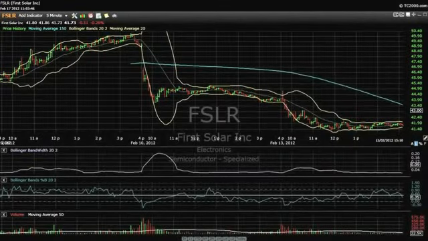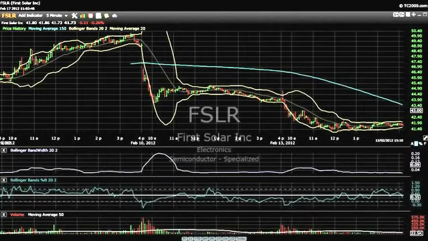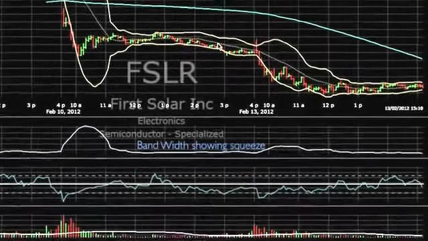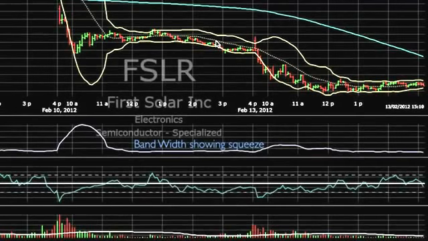Here is FSLR. We have a downtrend already, and we're seeing this squeeze. The bandwidth is showing the squeeze because it has a low reading. We are seeing the %B is below the midpoint, showing that price has been staying relatively closer to the lower band, showing weakness already, showing weakness before the breakdown.